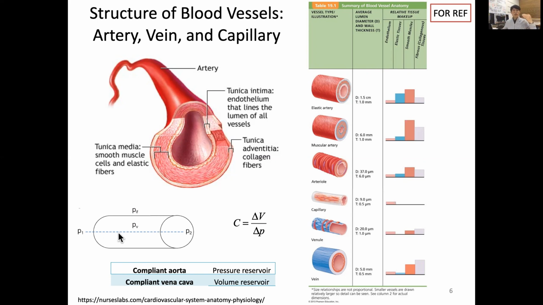And for the flow to happen, we need a driving force. In this case, for fluid flow, pressure is the driving force. So here, one side, P1, the other side, P2. If P1 is higher than P2, the flow will pass from P1 towards P2.